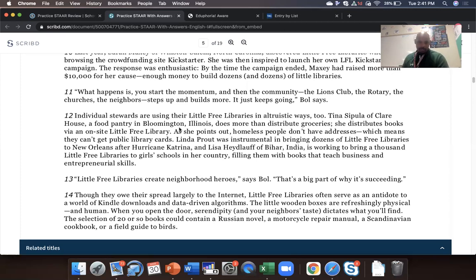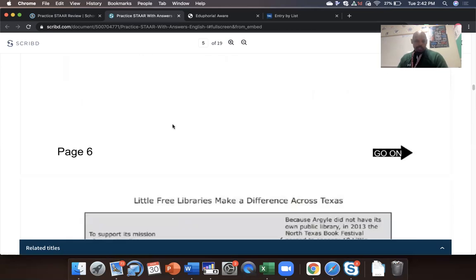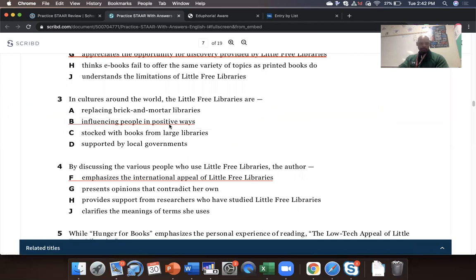Now, if you take a look at the last sentence, little free libraries to girls' schools and library, filling them with books that teach business and entrepreneurial skills. Even though it's a separate part, number 13 could probably be considered a part of 12. But the reason I wanted to point that out is because when you're doing an inference, we're trying to save time. When you're inferencing, all you really need is the first and last sentence of the paragraph. If the question does not specifically point to a place, typically the first place you want to go is the first and last sentence of the paragraph. That's when you get the main topic sentence of the paragraph, and then you get it summed up at the end. So this is what it was talking about. You can do that for each paragraph.